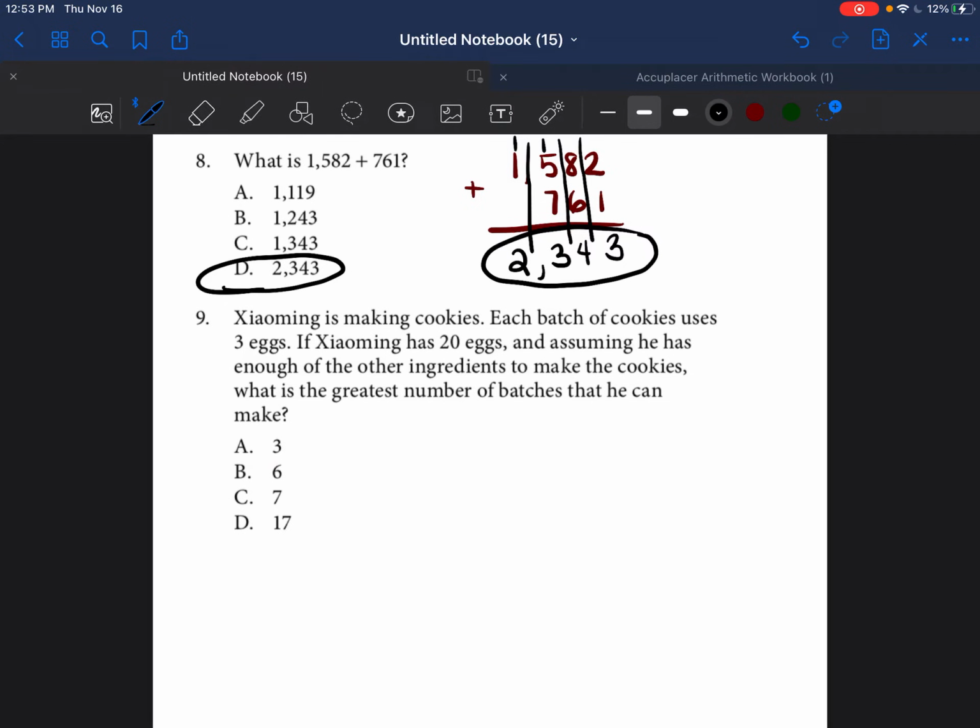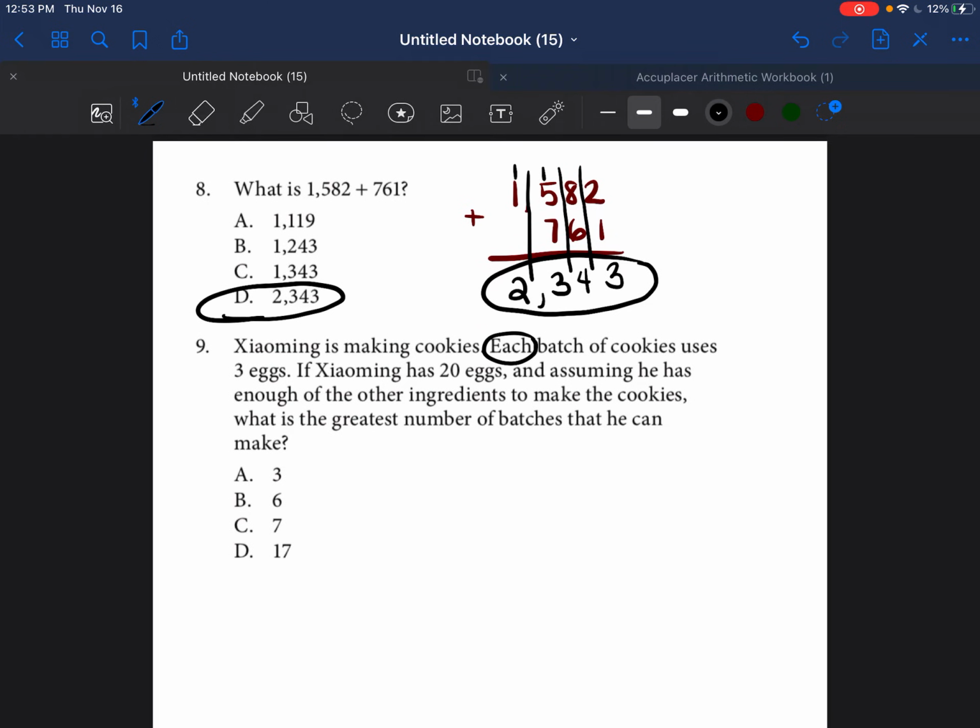Now let's go to problem number 9. Xiaming is making cookies. Each batch of cookies uses 3 eggs. If Xiaming has 20 eggs, and assuming he has enough of the other ingredients to make the cookies, what is the greatest number of batches that he can make? Okay, so remember in our last video, we talked about the word each. Each stands for multiplication. So we're going to have to be either multiplying it out, or if we're trying to figure out, okay, how many combinations of 3 eggs are in 20, we may be doing the opposite of multiplication, which is division. So let's see a couple different ways that we could solve this problem.